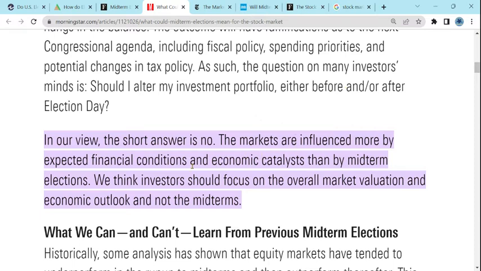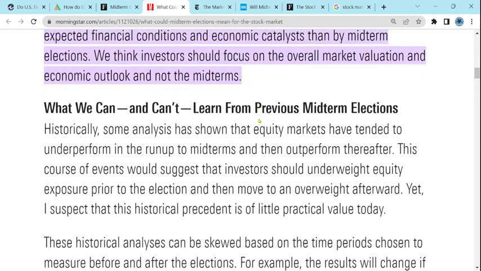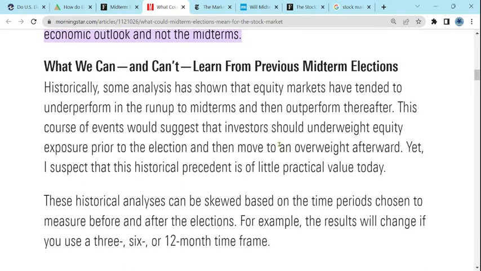The answer is no. Pay more attention to financial conditions, economic catalysts, and they're recommending investors focus on the overall market valuation and economic outlook and not on the results of the midterm elections. So what we can and can't learn from previous midterm elections. Historically, analysts have shown equity markets have tended to underperform in the run-up to midterms and then outperform thereafter. This course of events should suggest that investors should be underweight prior to the election, then move to overweight after.